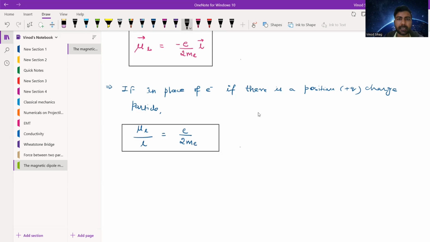Sometimes it is asked in the exams, what is the ratio of magnetic moment and angular momentum, and it is nothing but the charge upon twice the mass. And the value of E upon 2 me is experimentally proved to be 8.8 into 10 to the power 10 coulomb per kilogram. Let me write. And it is called the gyromagnetic ratio.